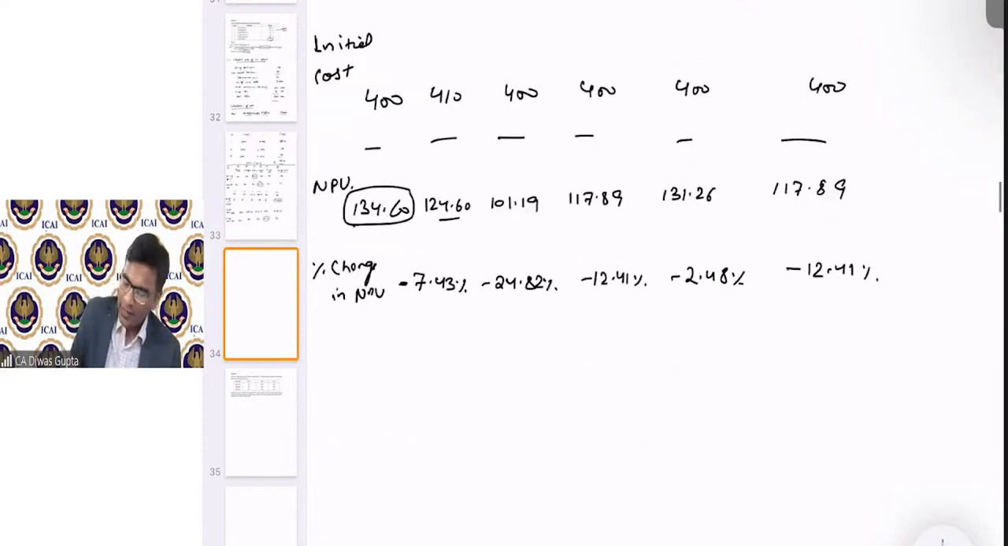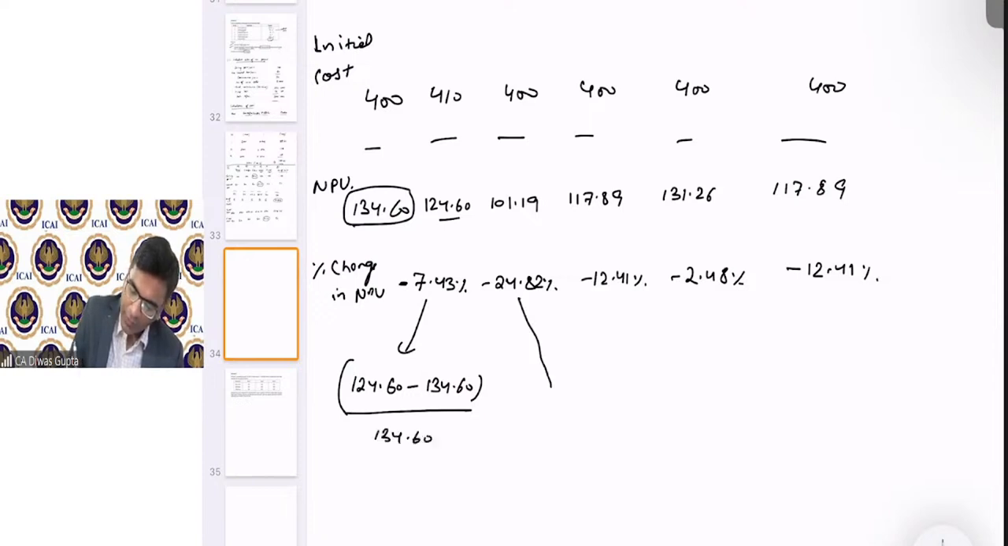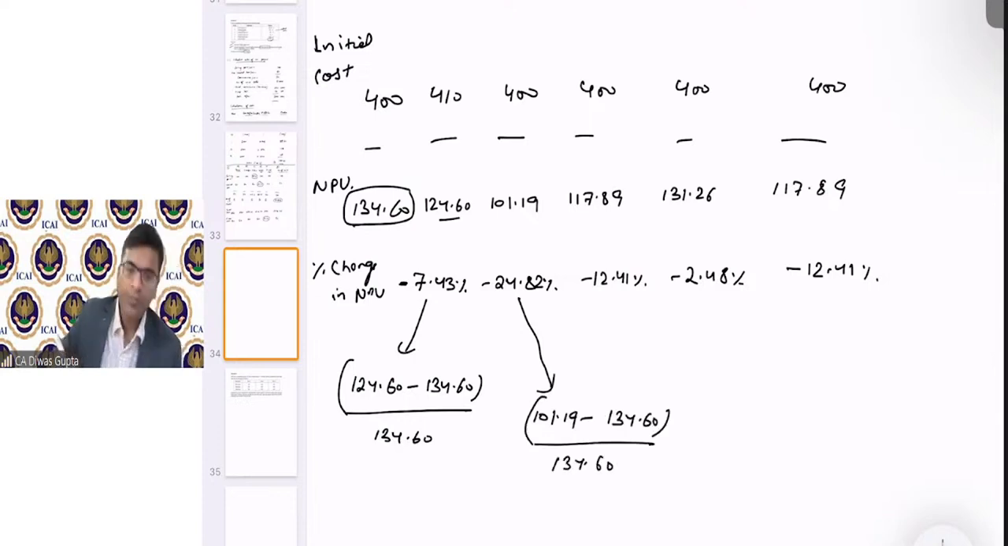So students, I'll just write the formula here. How do we arrive at this? For example, for this it is 124.60 minus 134.60 divided by 134.60. For this, it will be 101.19 minus 134.60 divided by 134.60. So this is how the percentages are calculated. Similarly, for this one it will be 117.8 minus 134.60.